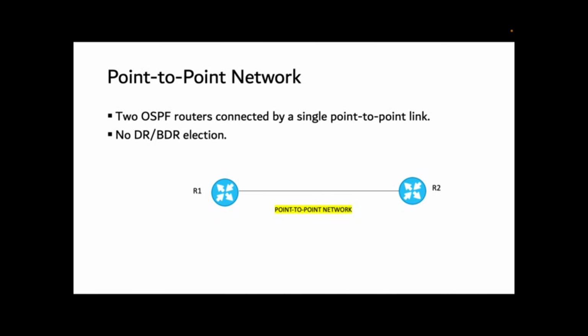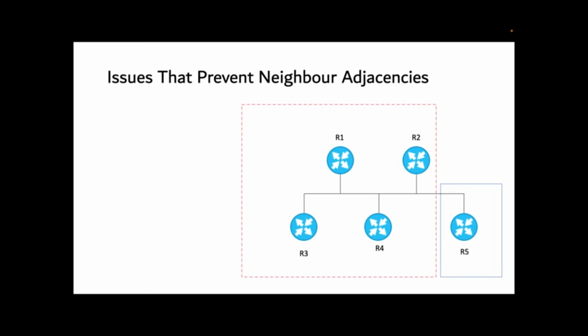Next, let's discuss the issues that can prevent OSPF neighbor adjacencies. Here I have a topology where I have 5 routers. One of the issues that can occur is misconfiguration of areas on the same LAN. For example, I have 2 areas configured on the same LAN with R1, R2, R3, R4 with their interfaces configured under area 0, and the interface of R5 is configured under area 1. This will prevent the OSPF neighbor adjacency.